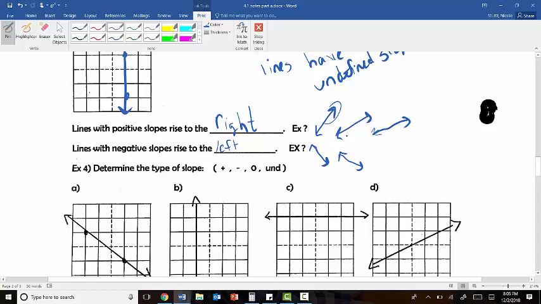So I always tell my kids, when you read a book, you don't read on this side and go this way. You start on the left and you read to the right. So when I read a slope, I always pick the left side and I just see, okay, what's going on as I go to the right? Is it going up or is it going down? And that usually gives you your answer.